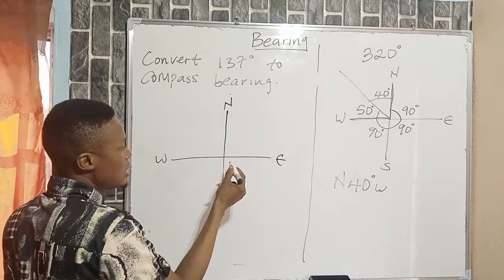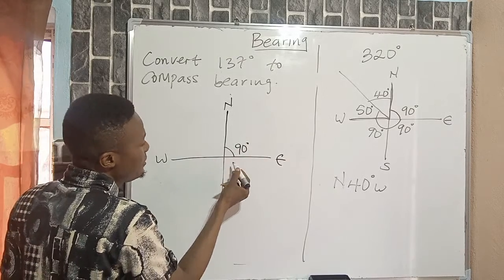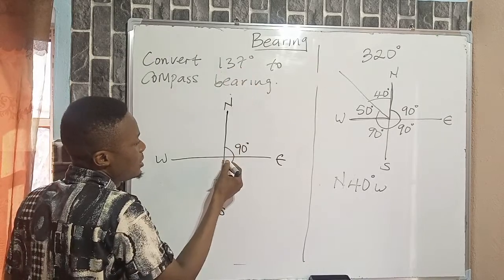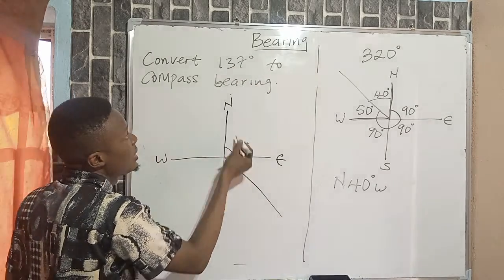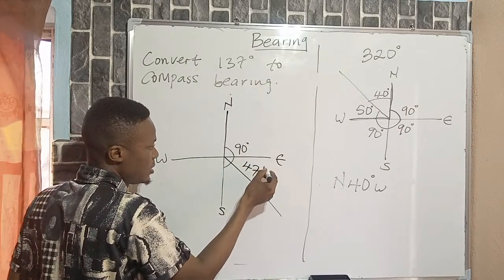Remember, it's 137. From here to here is 90 degrees. If I turn from here to here is 180. 180 is more than 137. Therefore, it should be somewhere here. And if I want to know what will be here, I will remove 90 from 137. That will be giving me 47 degrees.